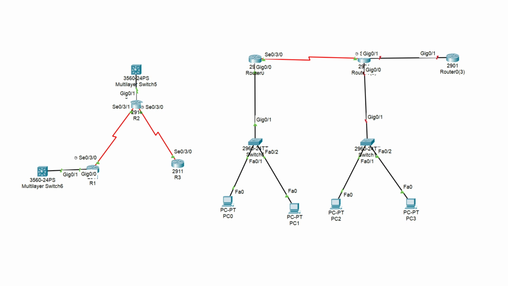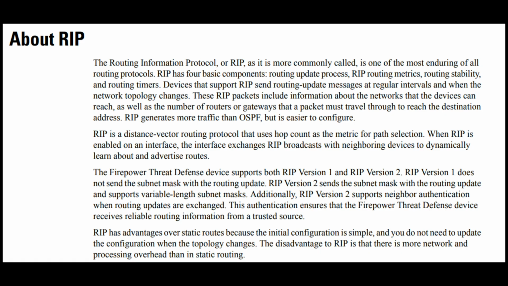First, let's talk about RIP. What is RIP? RIP stands for Routing Information Protocol. It is a distance vector routing protocol. It uses the hop count metric to calculate the best route paths. RIP is an open standard protocol, meaning you can use it on any router.